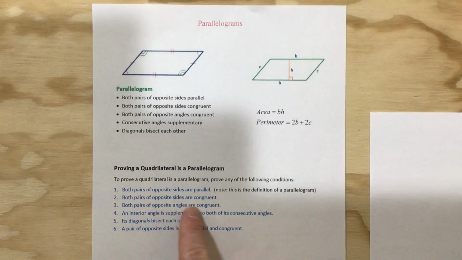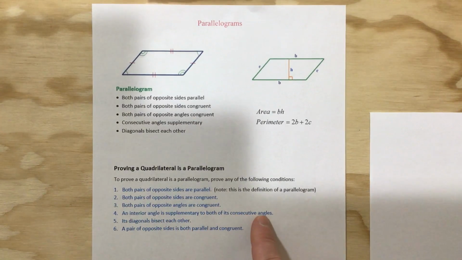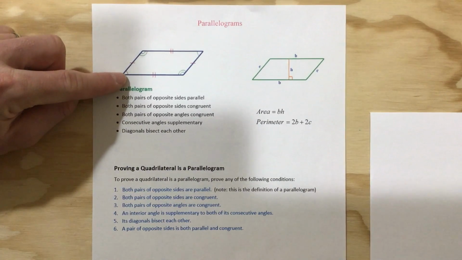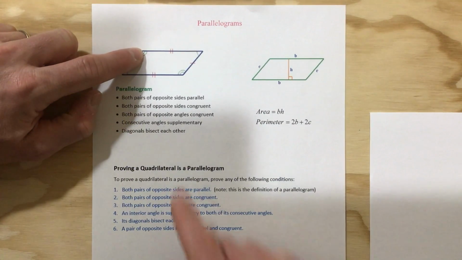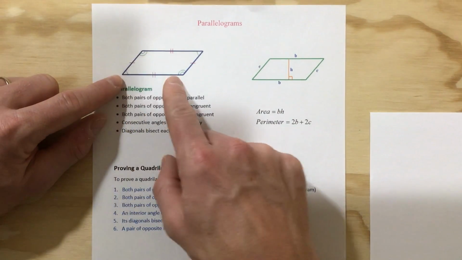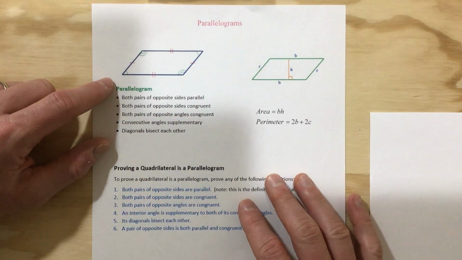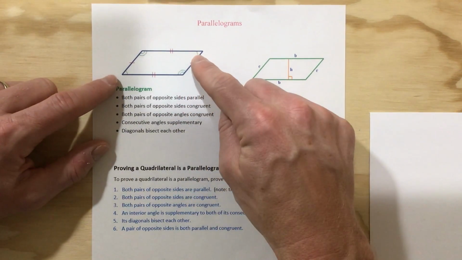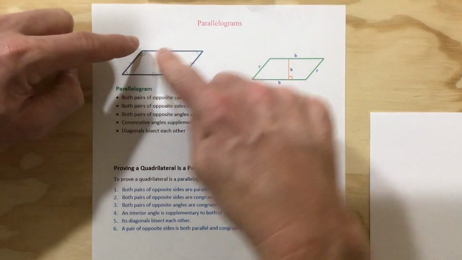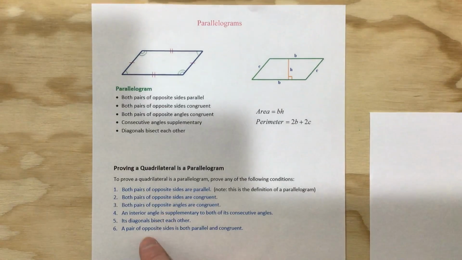Both pairs of opposite angles are congruent. That's a little more difficult to prove sometimes in a coordinate, because finding angles is more difficult. An interior angle is supplement to both of its consecutive angles, meaning if this guy's like 70, if you show me that's 110 and that's 110, then that's enough. Because this is 70 and this is 110 and this is 110. Well, they'll all have to add up to 360 because it's a quadrilateral. So we also know that that has to be 70, and then we have 70, 110, 70, 110 degrees.